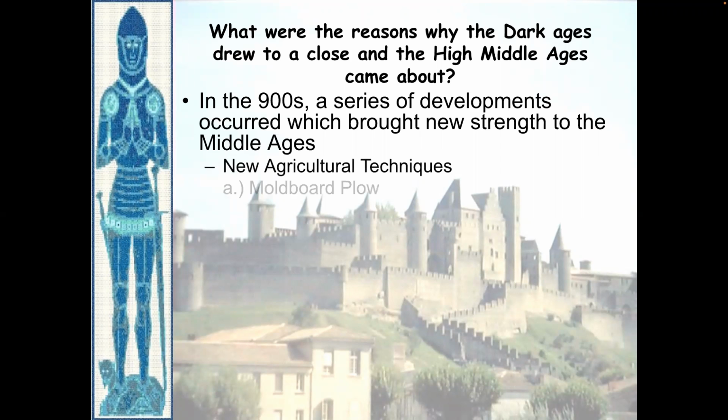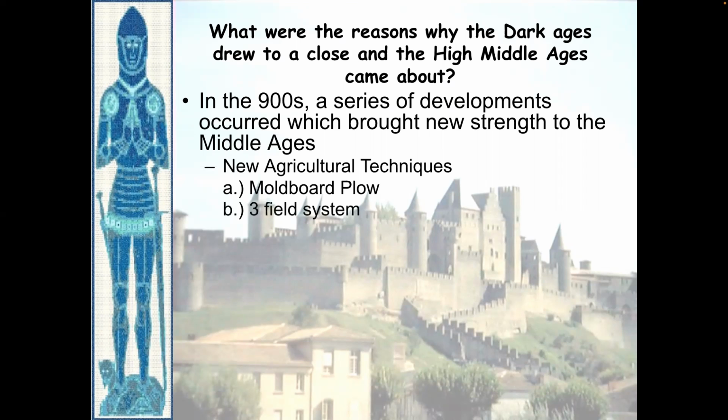So new agricultural techniques, the moldboard plow, like I just talked about, and how this was pulled by a horse, sometimes even ox, cattle, to till up the fields. This will provide a better way of producing food for the kingdoms.